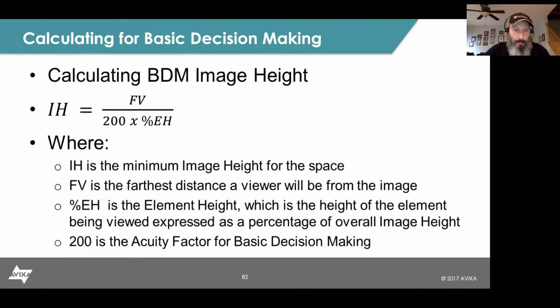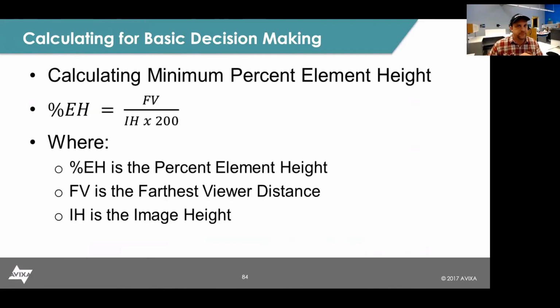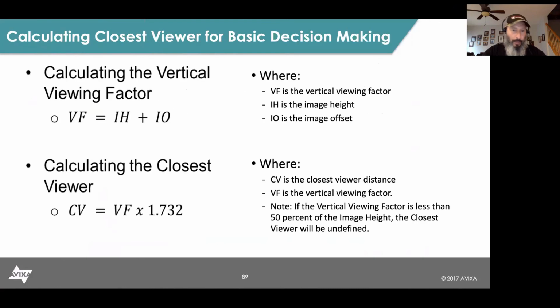Practice, kind of the same thing. For BDM, image height equals the furthest viewer divided by 200 times the element height, and that gives us image height. Furthest viewer equals image height times percent element height times 200. So say my image height is 100 inches. Percent element height is 3%, 0.03. So that's 3 inches times 200. Furthest viewer would be 600 inches. Got it. So there's a bunch of different ways to do the math. We go over a lot of them in our prep class.